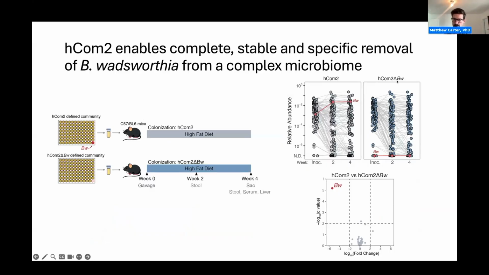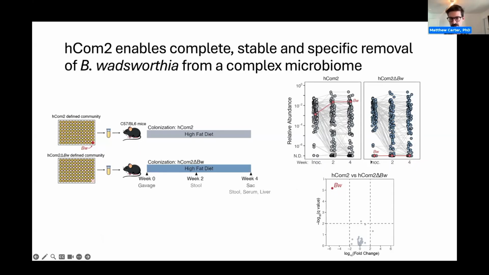So you drop Bilophila out, and basically what we did was we had two groups of black 6 mice on high-fat diet, and basically observed them and measured their microbiome over the course of 4 weeks to look at the stability of this community. And then at the end, we basically looked in their serum and liver, et cetera, to assess the metabolic health of the host.